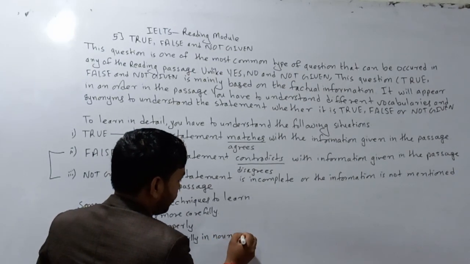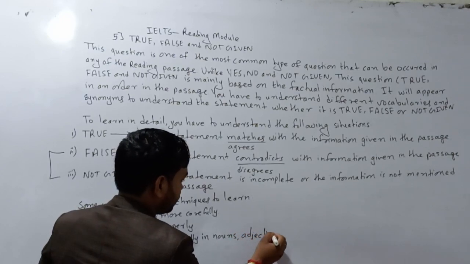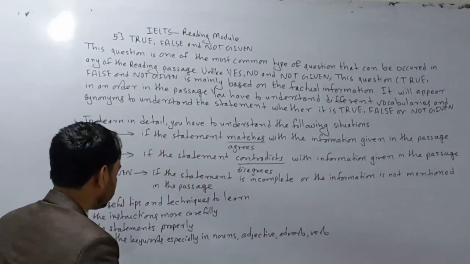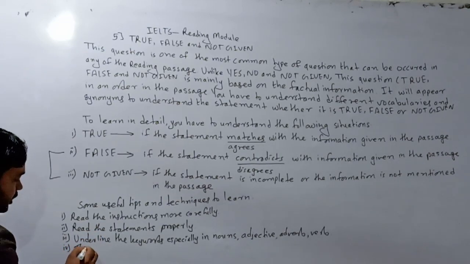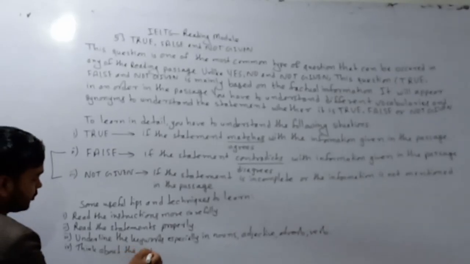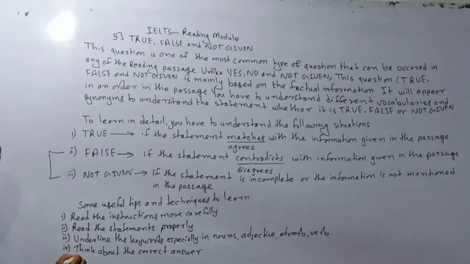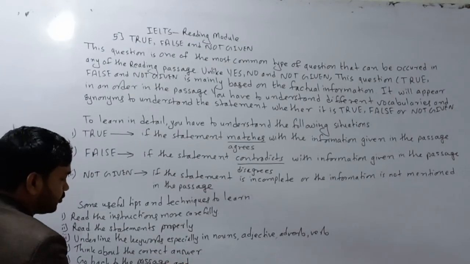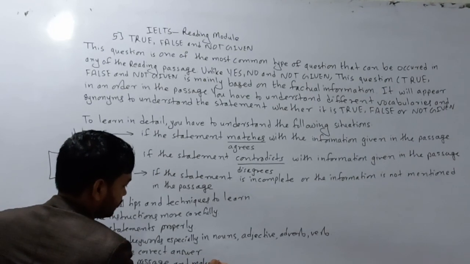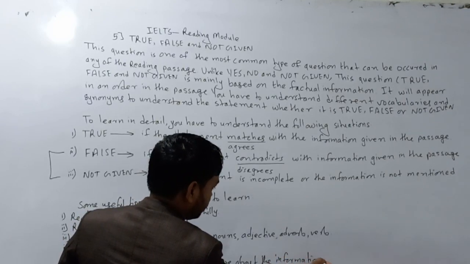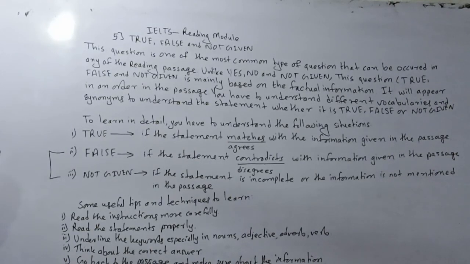Okay. Now some useful tips I want to give you here. Read the instructions more carefully. What happens, students, sometimes the question has given true, false, not given, and if you write in your answer sheet no, not given, you will not get a score. So what the instruction has shown in the question, you have to follow. Every question can have different instructions. Next thing, read the statement properly.